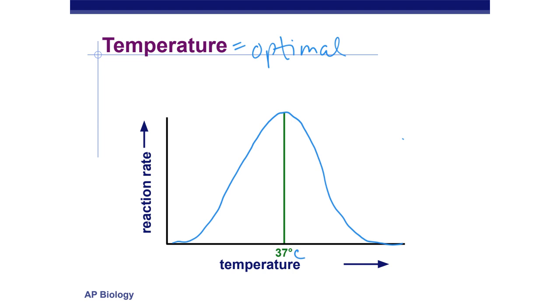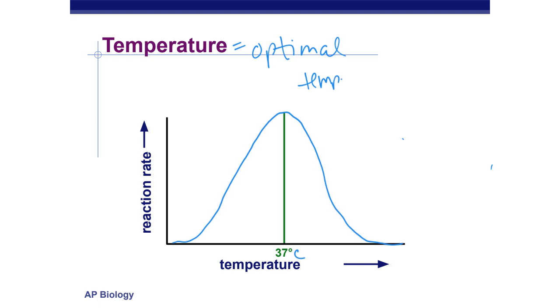Maybe it's a bacterium that lives in a volcano. Well, it would have a much higher optimum temperature. Maybe it's an organism that lives in the Arctic. Well, it has a lower optimal temperature. So the reaction rate when the temperature is too low for whatever that optimal temperature is.